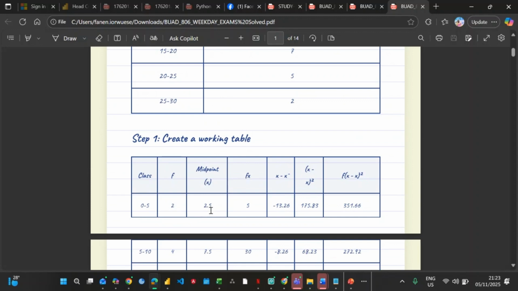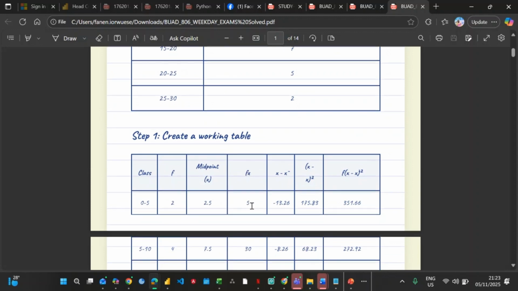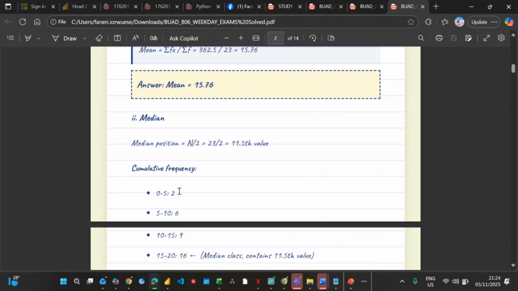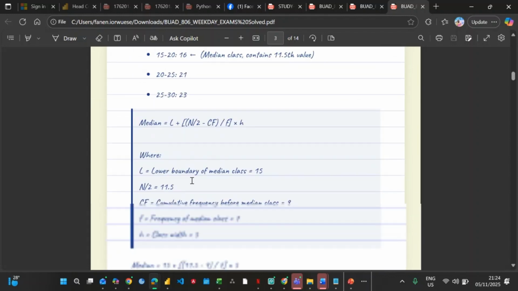So now you have gotten your x, you need to compute your fx. Your fx is now going to be 2 multiplied by x, which is 2 multiplied by 2.5. It will give you 5, right? Yeah. Exactly. So that gives you 5. Now for you to get x minus x bar, the x bar now is going to be your sample mean. That is your x bar, it's your sample mean.